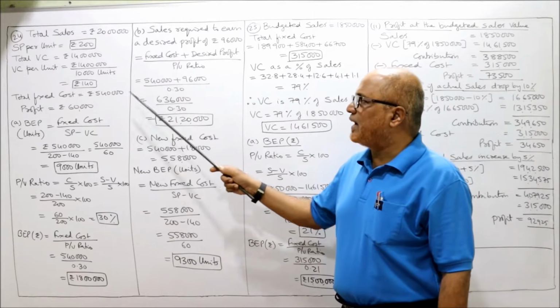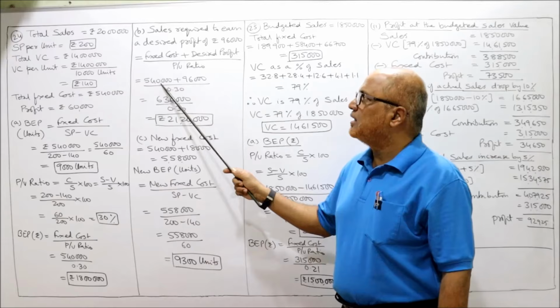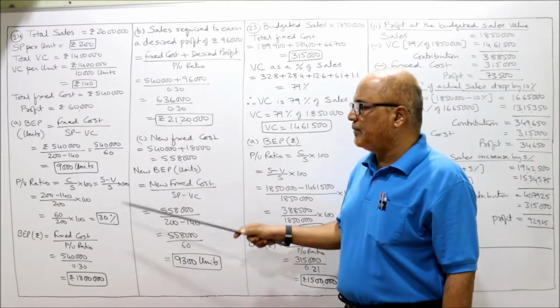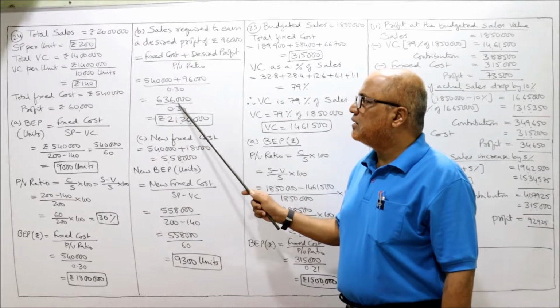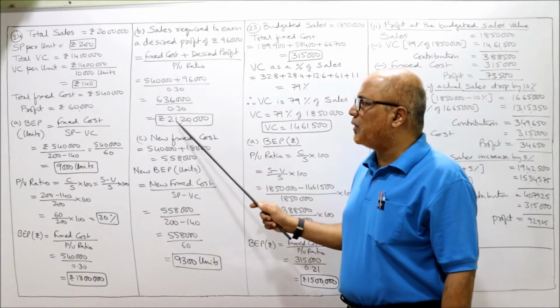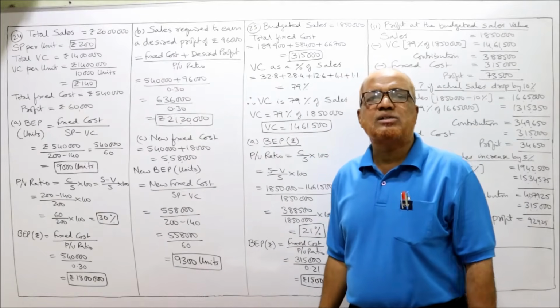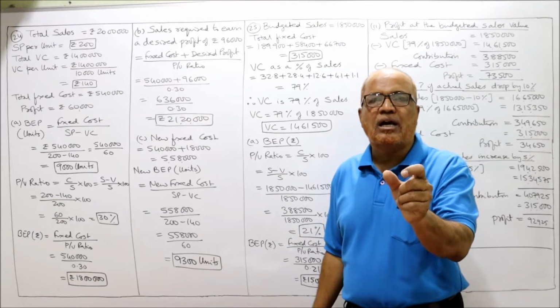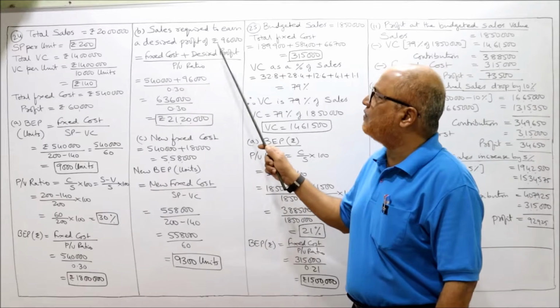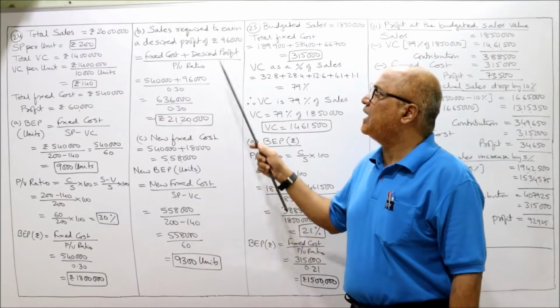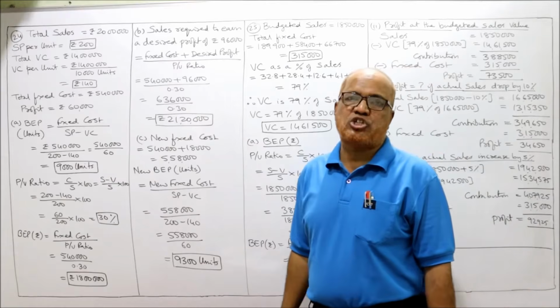The fixed cost 5,40,000, here it is there. Then 96,000 is the desired profit and PV ratio is 0.3, 30%. So 6,36,000 divided by 0.3, 21,20,000, finished. 21,20,000 is the sales required to earn a desired profit of 96,000. When we sell this much of goods, we will get 96,000 rupees profit.